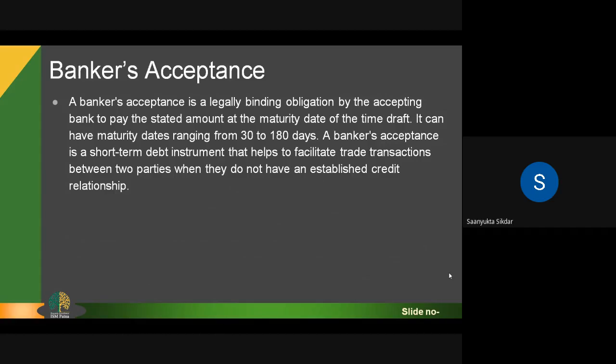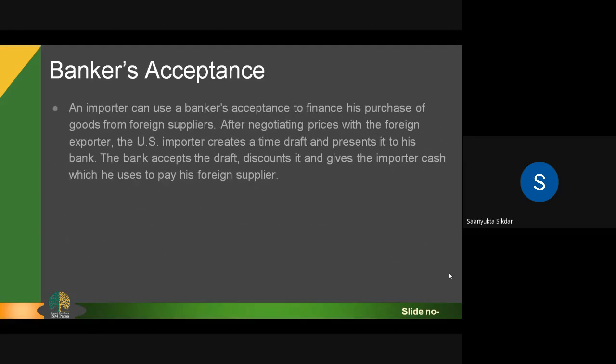A banker's acceptance is a short-term debt instrument that helps to facilitate trade transactions between two parties when they do not have an established credit relationship. So the exporter and the importer cannot trust each other. In that case, a third party, the bank, comes in to deal with this, and they make the payment, or they give a banker's acceptance or a post-dated check to settle the transaction.